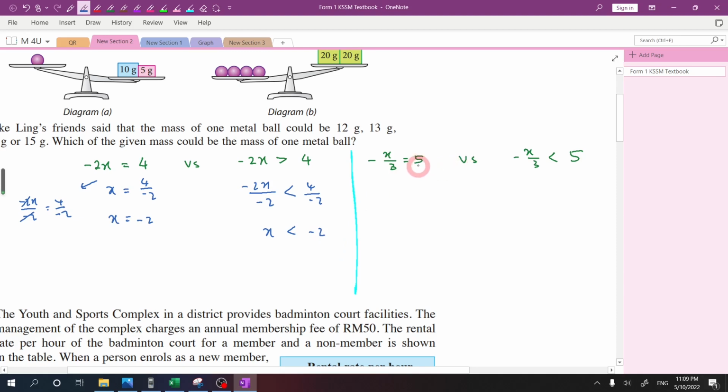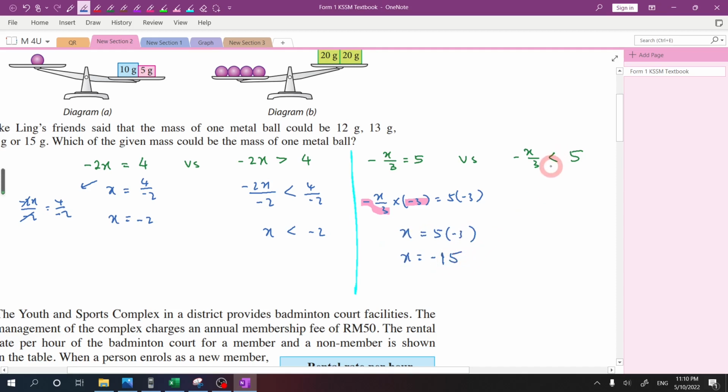Okay, another situation. This one. How do we get rid of this 3? We can think the negative is together with the 3. In order to get rid of this negative 3, we just multiply both sides by negative 3. Sometimes we want to be fast, so we do not write this step because we know this and this will cancel out, right? So we just write x is equal to 5 times negative 3. So x is equal to negative 15.